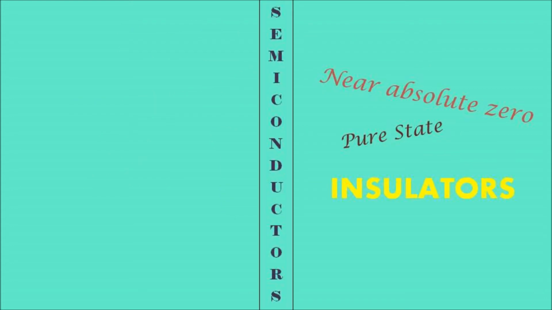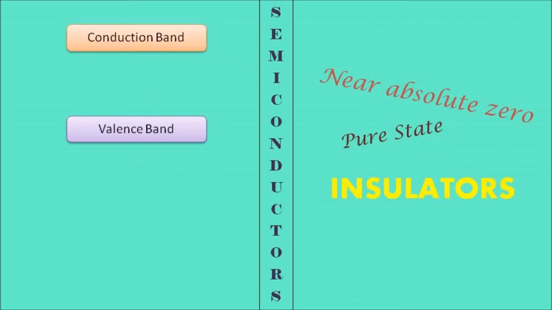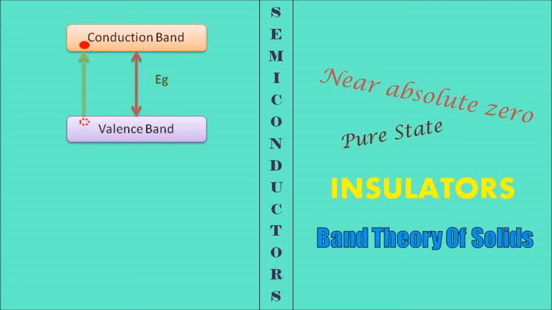In semiconductors, the conduction band and the valence band are separated by a band gap having forbidden energy gap less than 3 electron volt. This is around 1 electron volt for silicon. Due to this small band gap, even at room temperature, the electron in the valence band has enough energy to cross the band gap and jump into the conduction band. This conduction mechanism can be easily explained using band theory of solids.